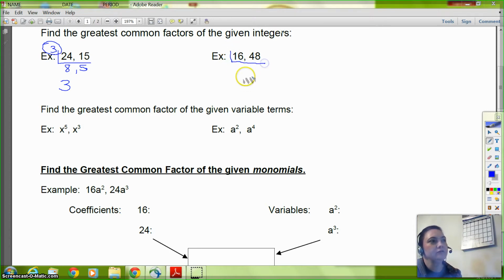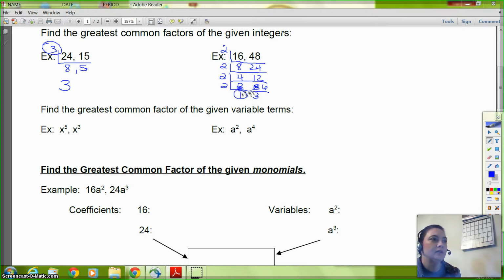I'm going to draw a ladder, and I'm going to start with 2. Yes, 2 goes into 16 and 48. Well, I'm going to divide that out. I get 8 and 24. Then I see, does 2 go into that again? Yes, it does. So then I get 4 and 12 left over. Does 2 go into 4 and 12? Yes. I'm going to keep dividing by 2, and I get 2 and 6. Okay, can I divide by 2 again? Yes. Then I get 1 and 3.